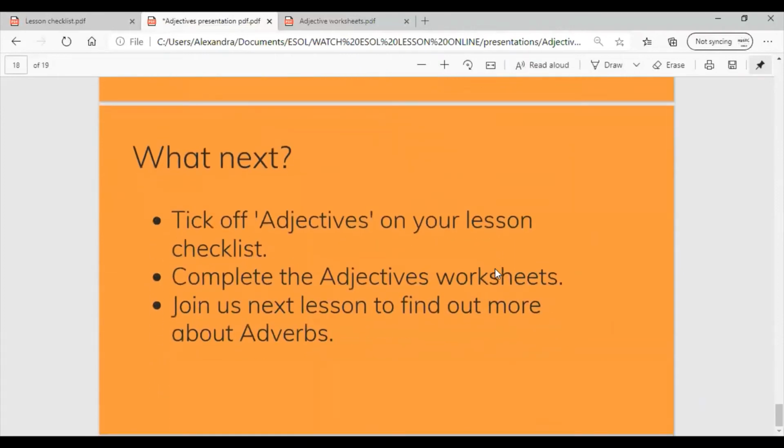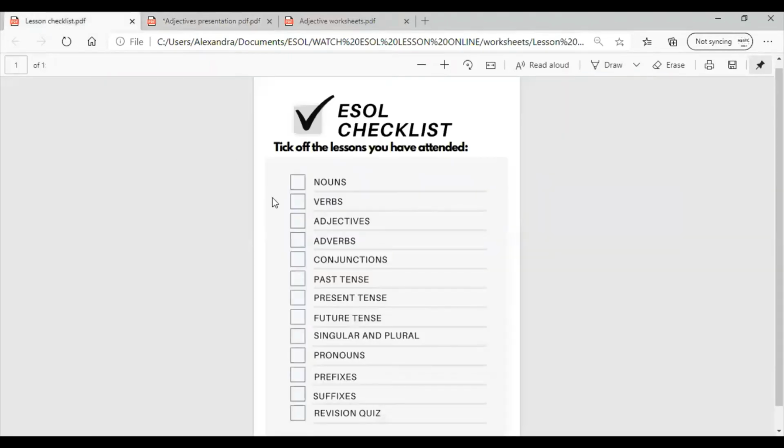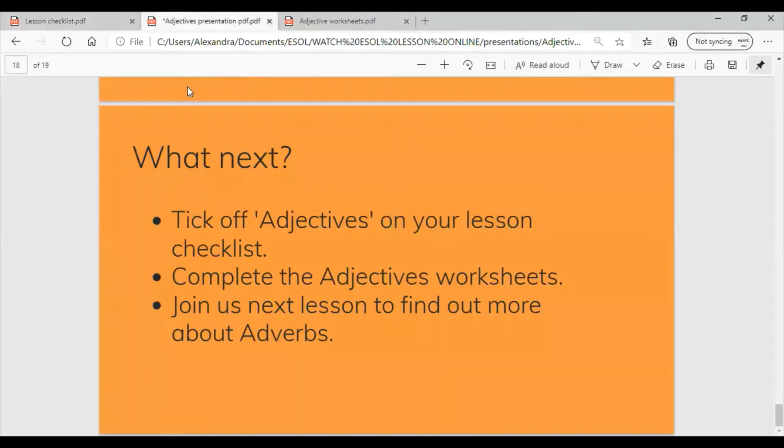For now, we can go to our lesson checklist and tick off adjectives. So remember, we've done nouns, verbs, and adjectives, so we can tick these off. So you've attended these. Thursday at 11 o'clock, we'll be looking at adverbs. So if you would like to know more about them and be able to tick that off your checklist, then do attend on Thursday at 11.